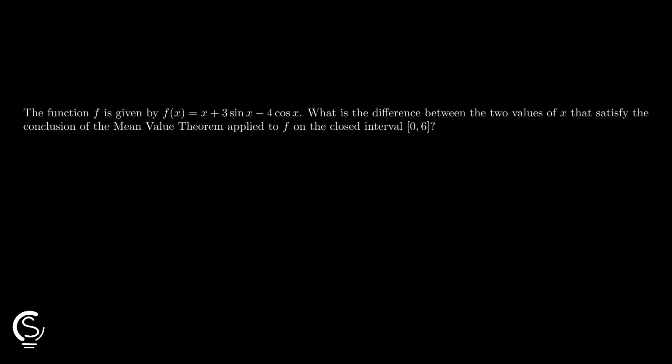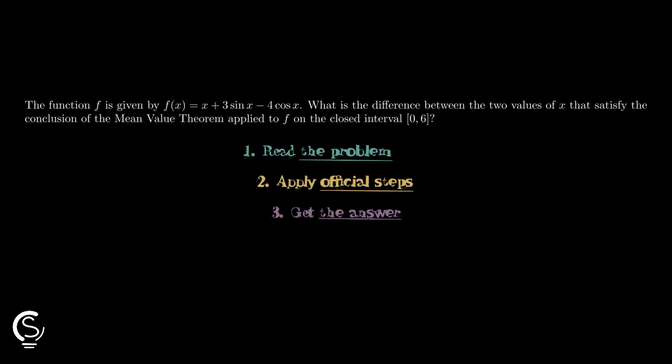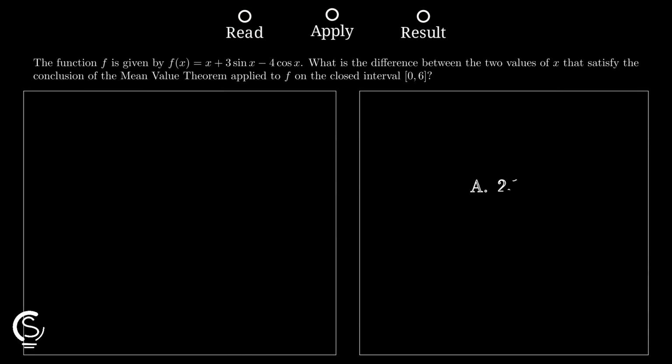Calculus problems are fast once you apply the mean value theorem correctly. Let us find the difference between the two x values now. First, we need the average rate of change on the interval from 0 to 6. Calculate the function values at the endpoints and divide by the total width of the interval.